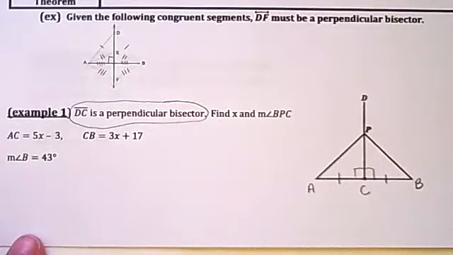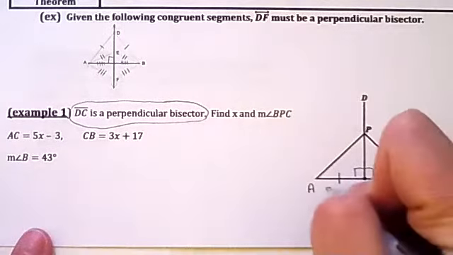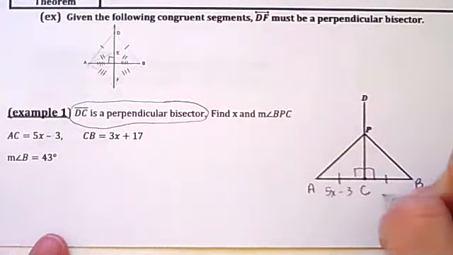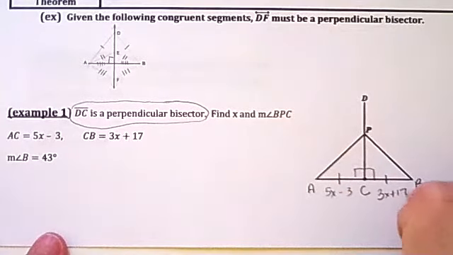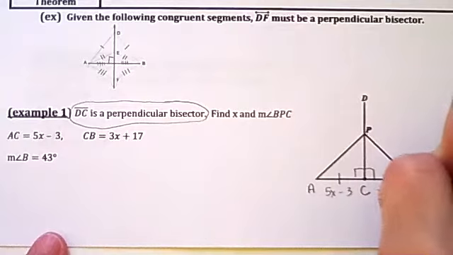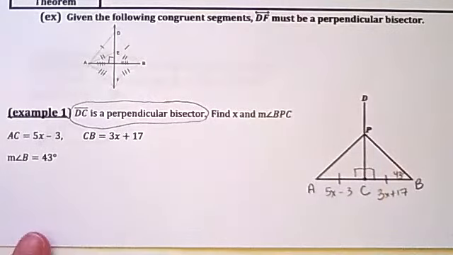It says find X and the measure of angle BPC. So it says AC is 5X minus 3. CB is 3X plus 17. Angle B is 43 degrees. So let's focus first on finding X.